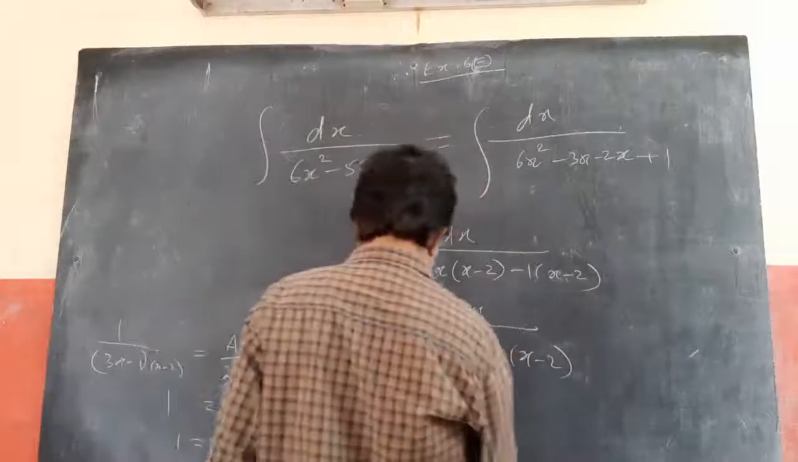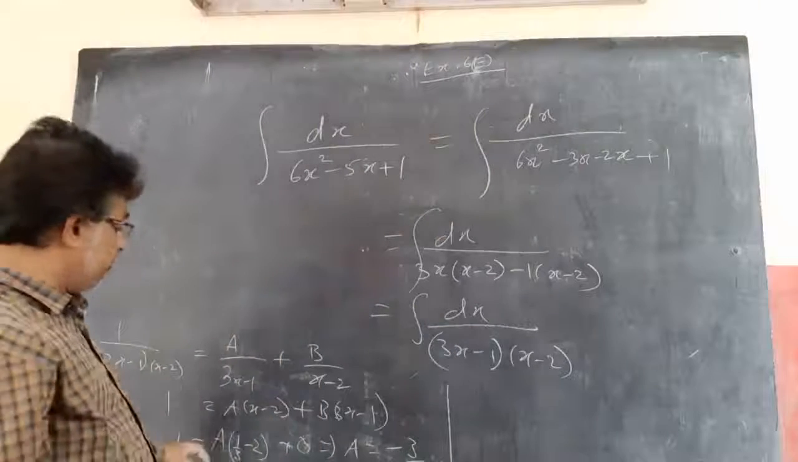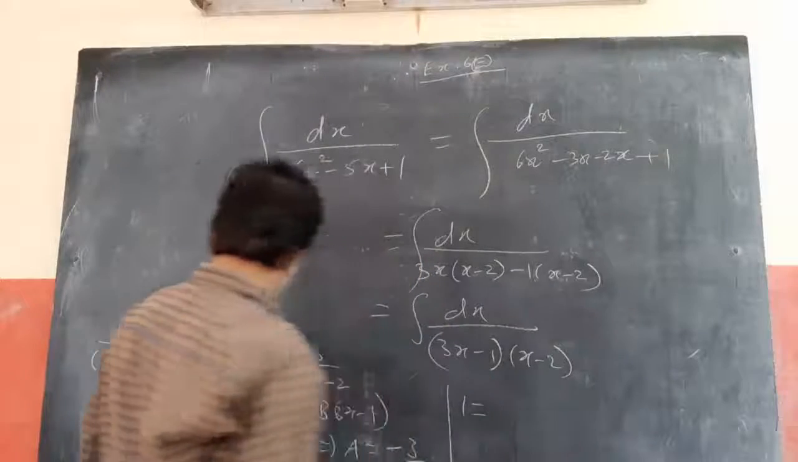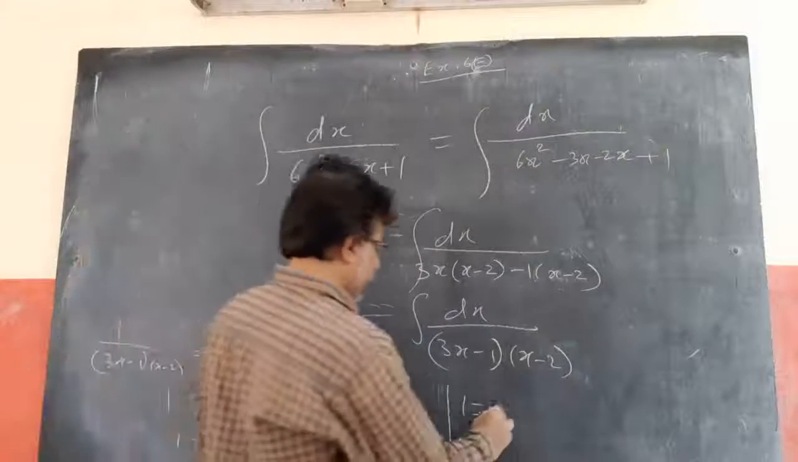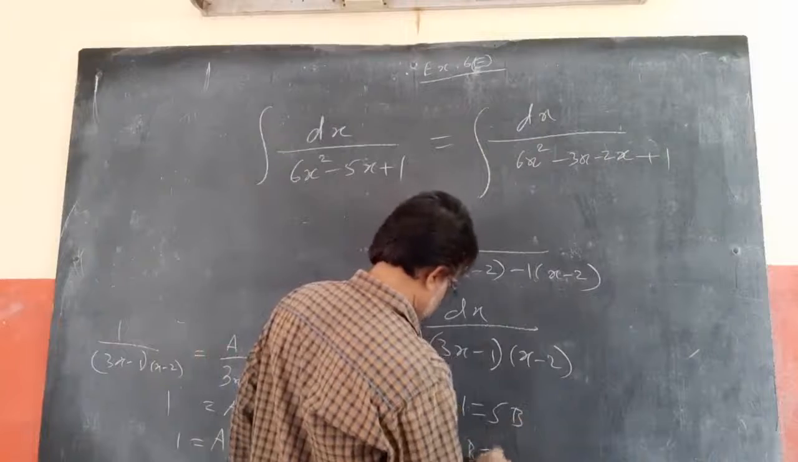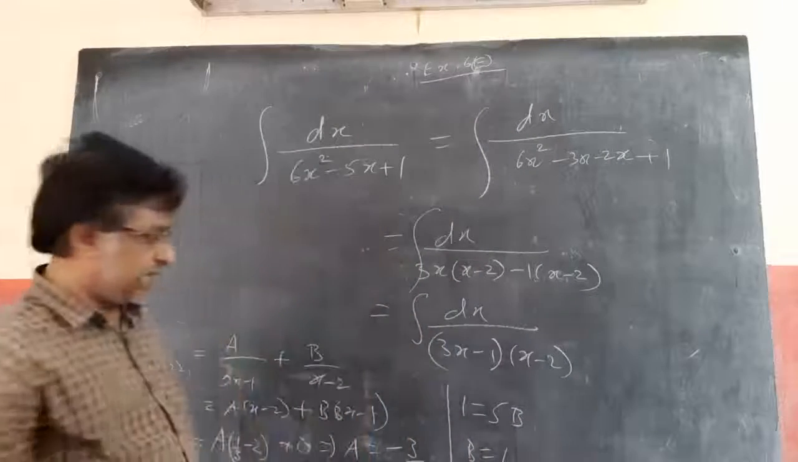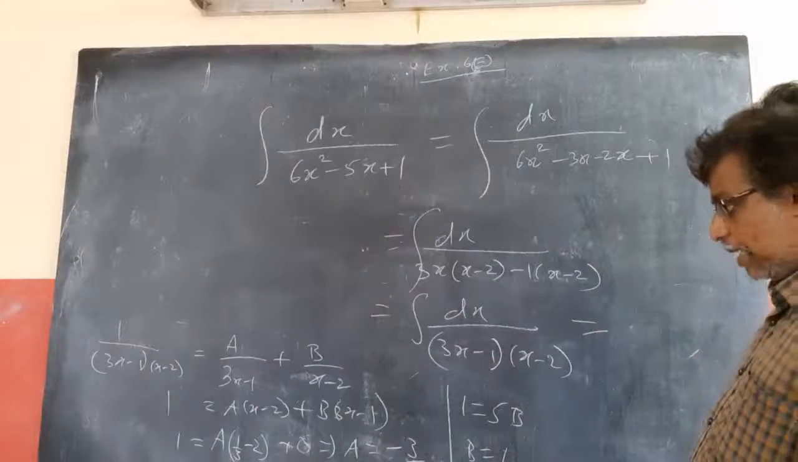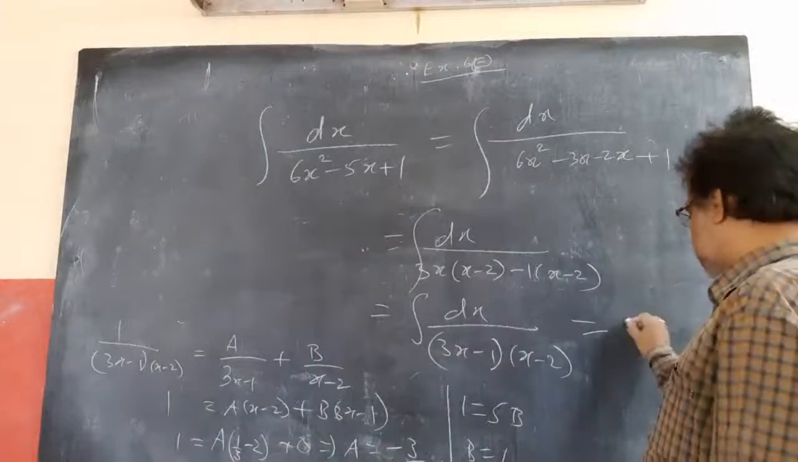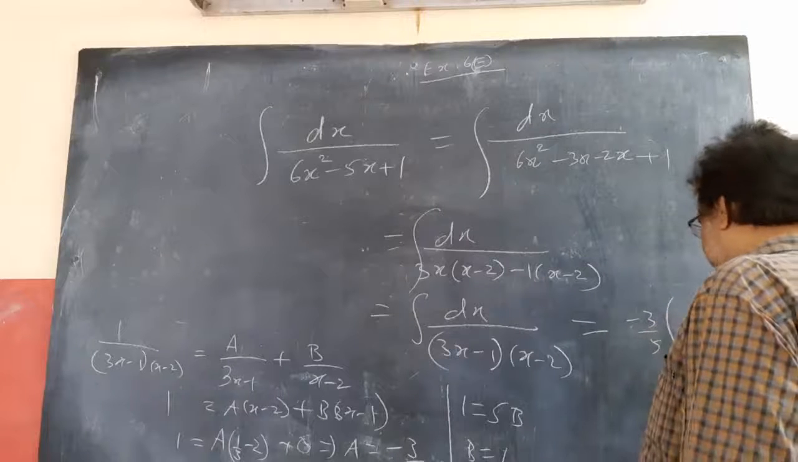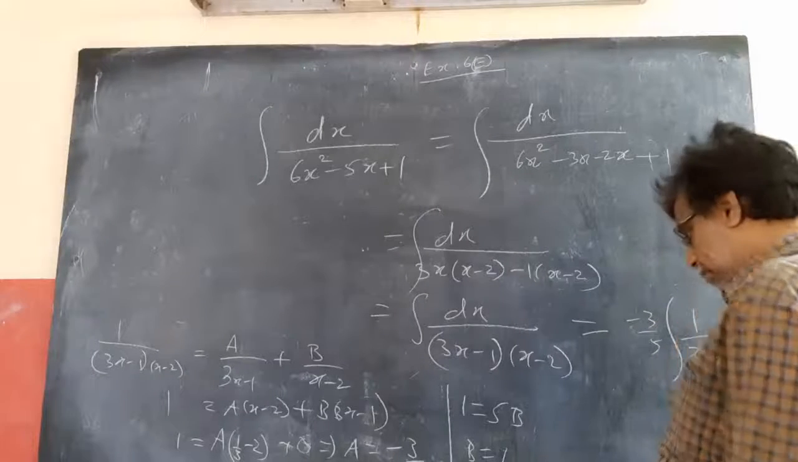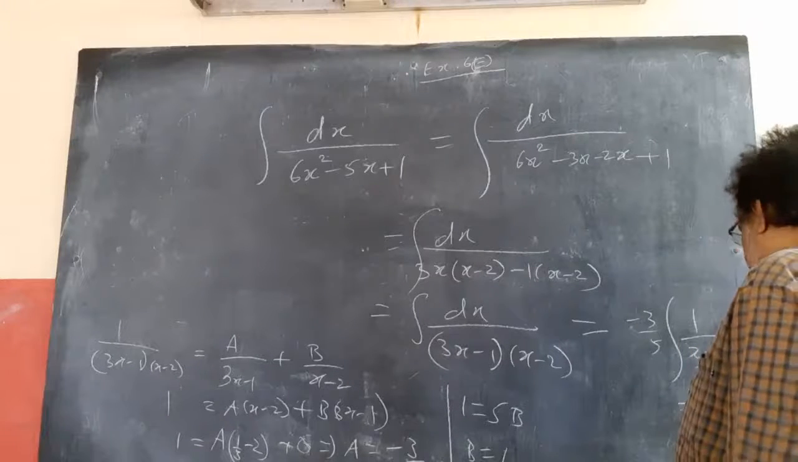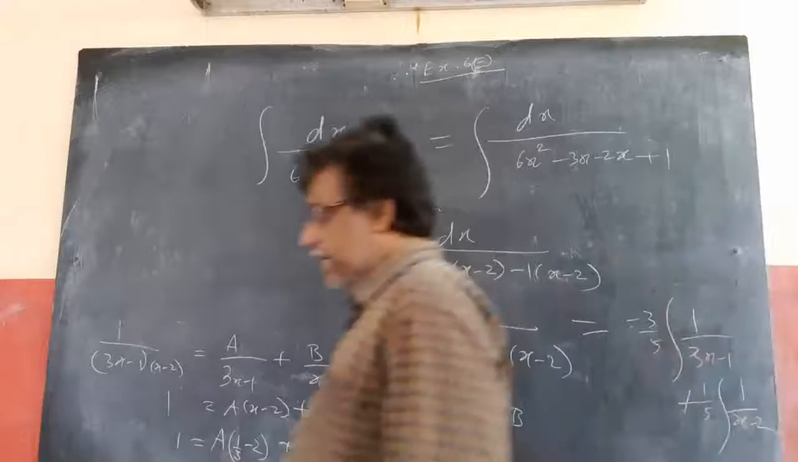Next, coming to the B value. If I substitute x equal to 2, I get simply B. So 1 is equal to, this is 0, (6 minus 1) into B, 5B. So B is equal to 1 by 5, and A is equal to minus 3 by 5. So how can I write this? A is minus 3 by 5, so minus 3 by 5 into 1 by (3x minus 1) plus B, which is 1 by 5, into 1 by (x minus 2). Now integrate this.